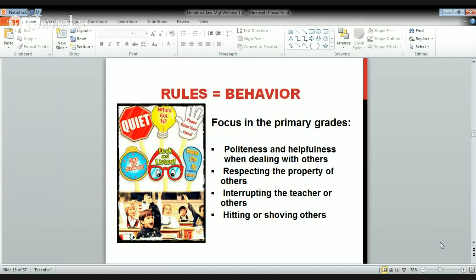Okay, rules, remember, equal behavior. Let's look at what the focus would be if you are teaching in the primary grades. Basically, in the primary grades, rules will focus on politeness and helpfulness when dealing with others, respecting the property of others, interrupting the teacher or others, hitting or shoving others. Remember, these are your young students. They haven't been in school very long. They're new to school. They're new to the socialization of school. Okay, next slide.